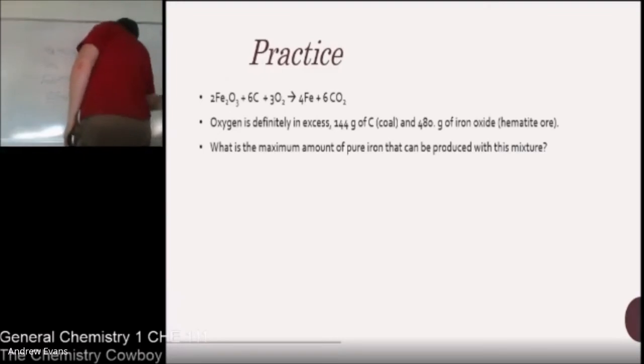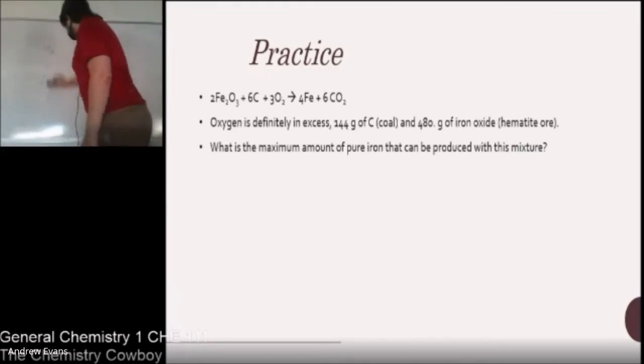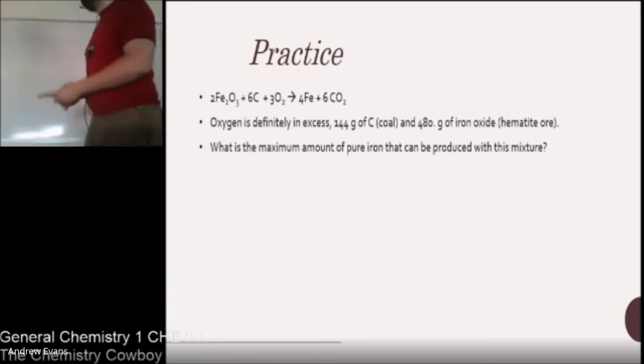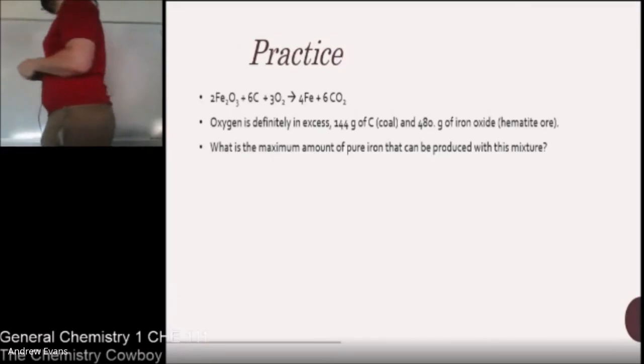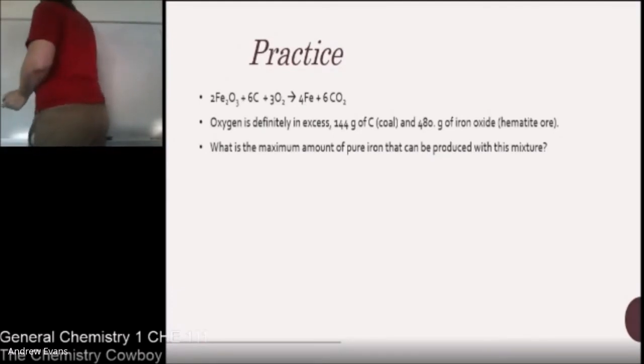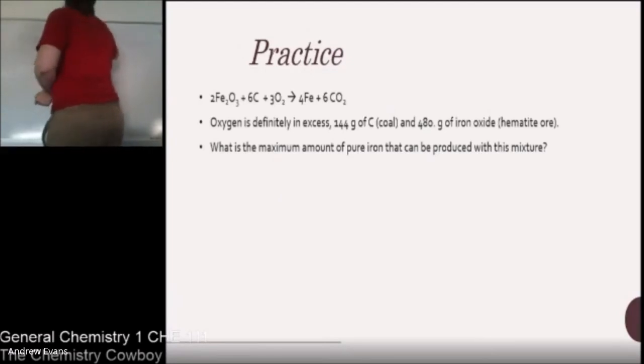Let me write this down first. We have a balanced chemical reaction. This is a smelting furnace. Son, you take some iron, you want to make some steel, you dig some iron out of the mountain, you take some iron oxide, some hematite, you throw it into a blast furnace with a bunch of charcoal, you add some oxygen, and you're going to get some pure steel and some CO2 byproduct.